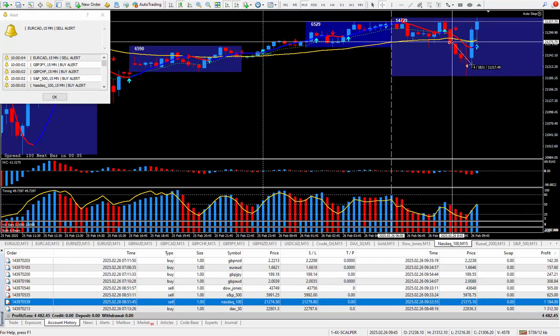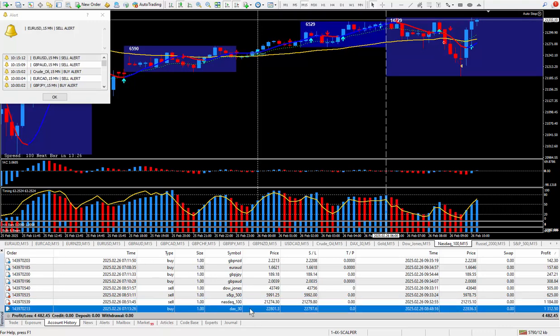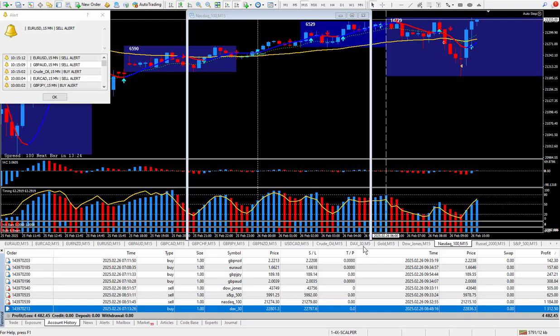What did I say? Around 59. There it is right there, 59. You remove the last two digits. And that ended up paying out $1,184. Okay, moving on to the last trade, which is the DAX 30.